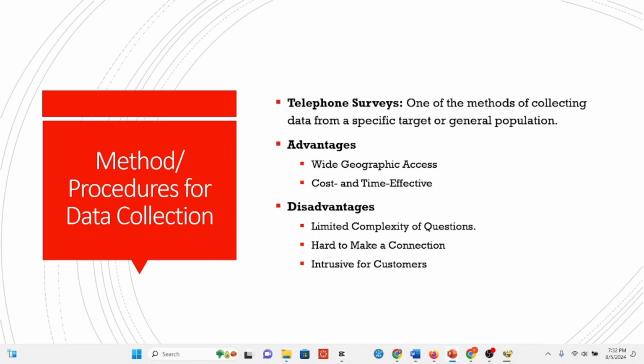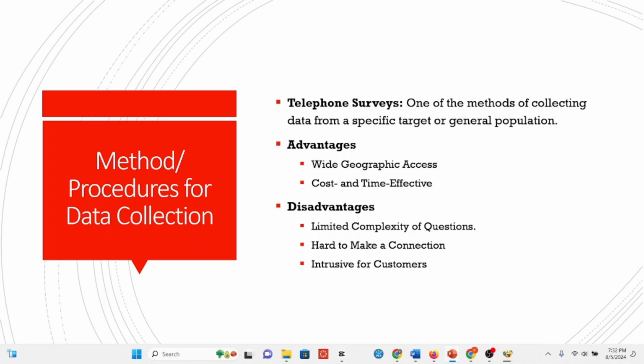The disadvantages of telephone surveys also include the following. 1. Limited complexity of questions. Telephone surveys are typically limited to straightforward questions that can be easily understood and answered over the phone. Complex or lengthy questions may not be suitable for this format, potentially limiting the depth of information gathered.